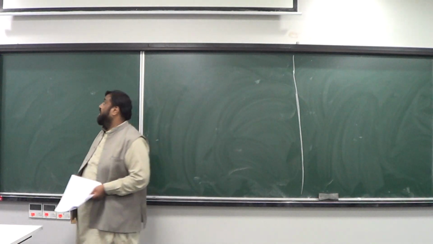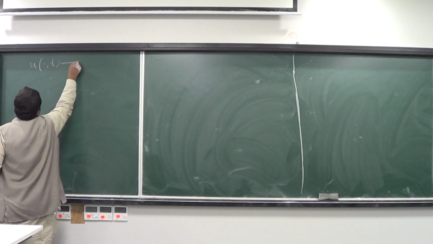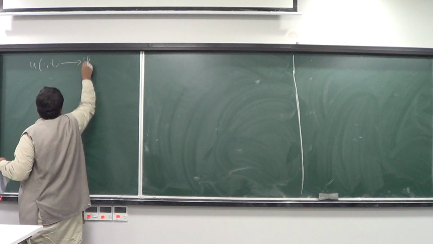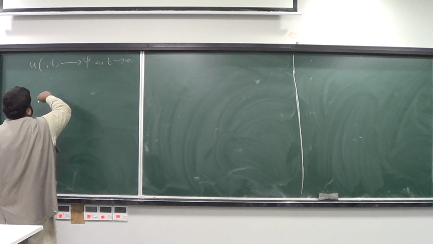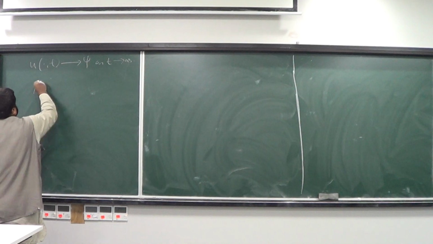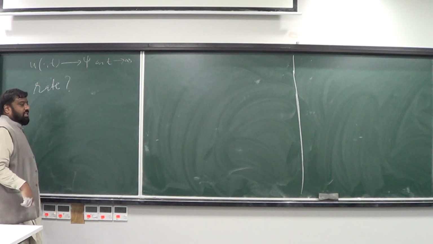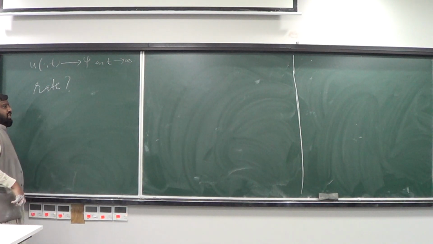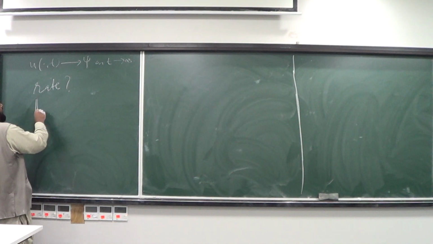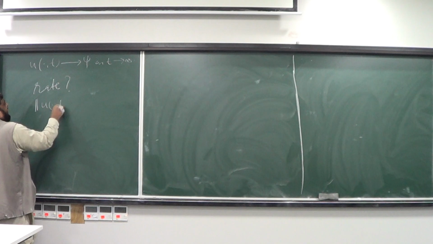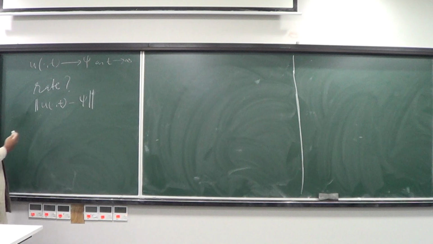So in our last discussion, we proved that u converges to psi as t goes to infinity. Okay? So a natural question would be: at what rate is u of t converging towards psi? Mathematically, at what rate is this difference of the norm decreasing?